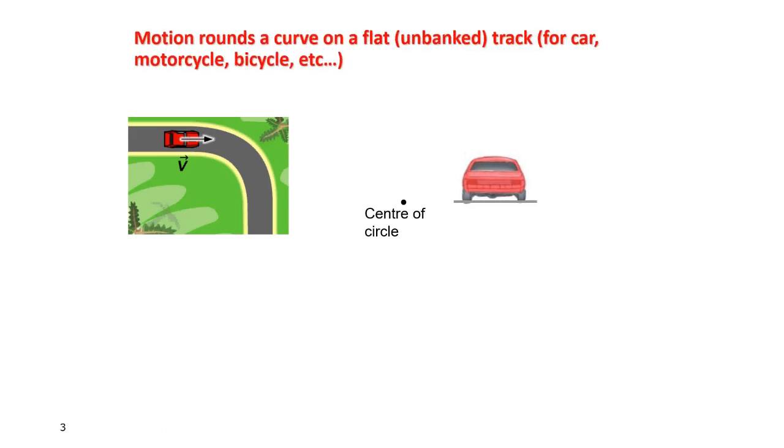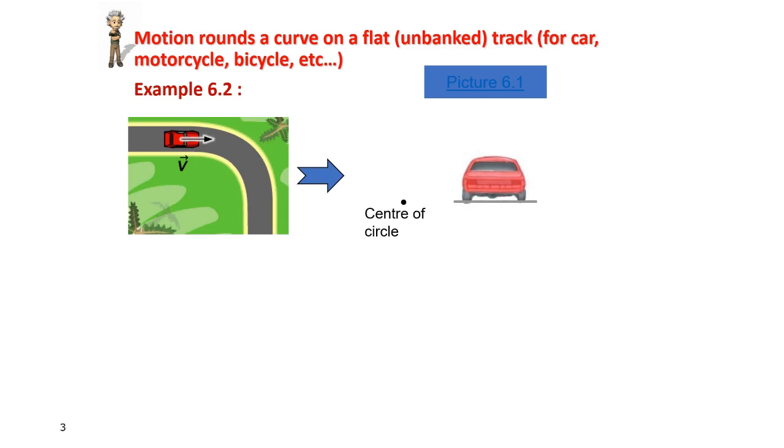The next case, number 2, is motion around the curve on the flat or unbanked track for a car, motorcycle, and bicycle. This real situation is like in a roundabout, a car at the roundabout or at the corner. So this is my diagram.